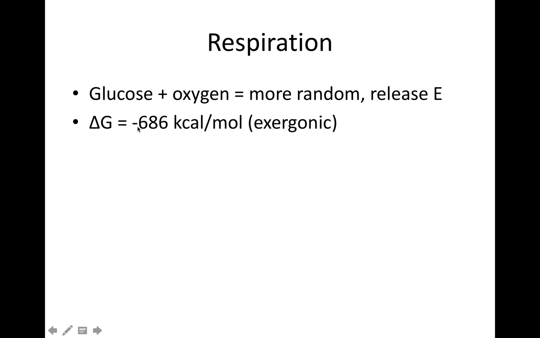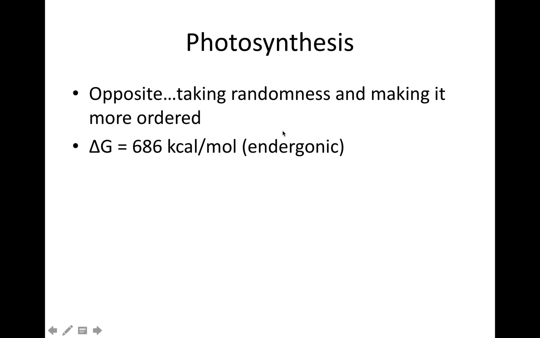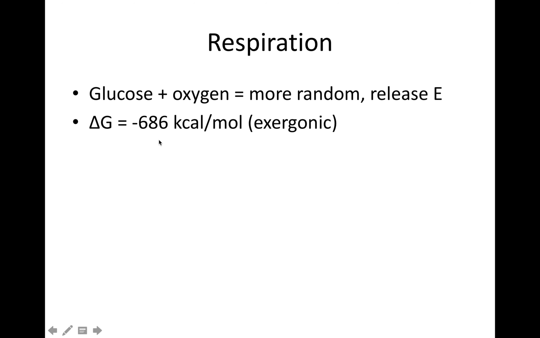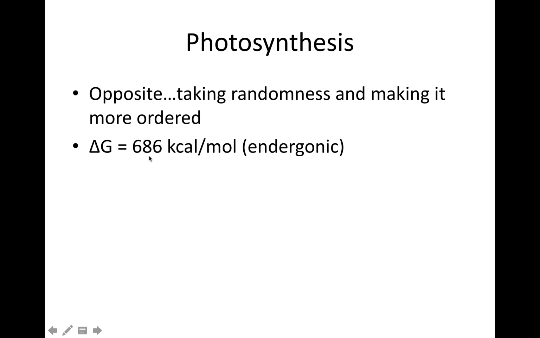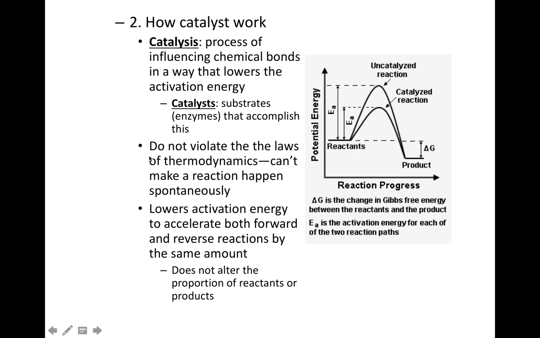Okay, so when you see a negative delta G, it's exergonic. Whereas with photosynthesis, it's the opposite. We're taking all that randomness and we're making it more ordered. Notice my delta G is positive. It's going to be endergonic. And notice that cellular respiration and photosynthesis are the opposites of each other. And so, here we are breaking bonds, okay? And here we're forming bonds, but it's the same amount of energy. It's just positive versus negative.